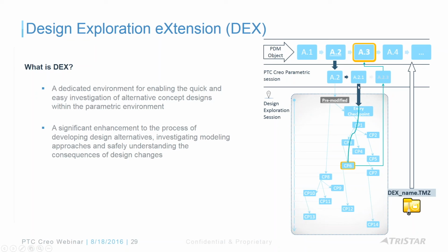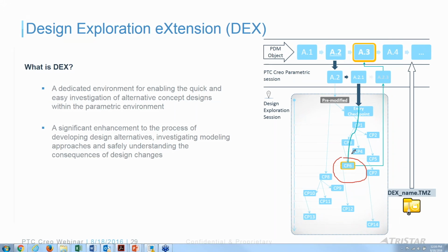And then once you are ready to select one of those designs, you can use that and check it back in. As you can see here, checkpoint 6 was selected, checked back into Windchill as the final design, but you still will not lose any of these other checkpoints, because it's going to save everything in this .tmz file, and you can even check in this .tmz file in your Windchill if you are using Windchill.